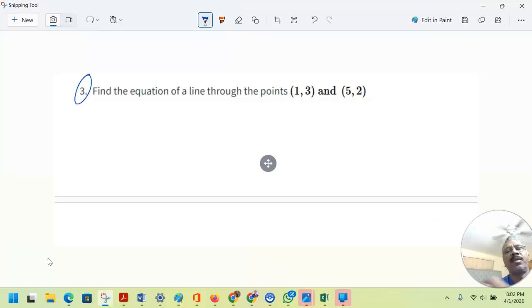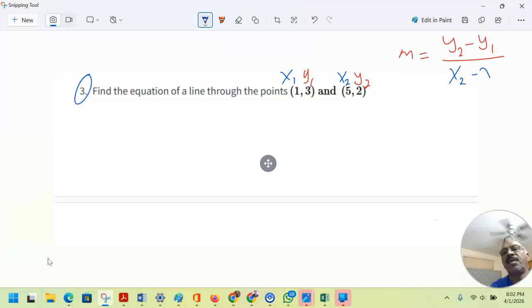This time you have (1, 3) and (5, 2). So again, let's call this x1, this is x1, this is x2. And the other one, I'm going to use the red color. This is y1 and this is y2. Okay, the slope is y2 minus y1. The red one is the difference in the y's, and the denominator is the difference in the x. See, this is very, very important.